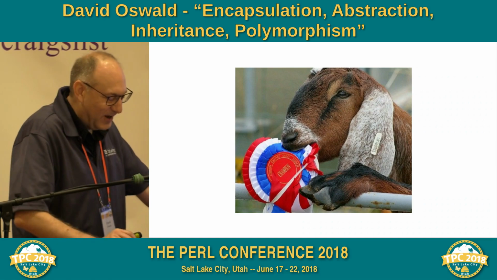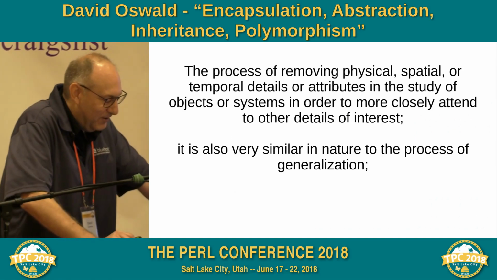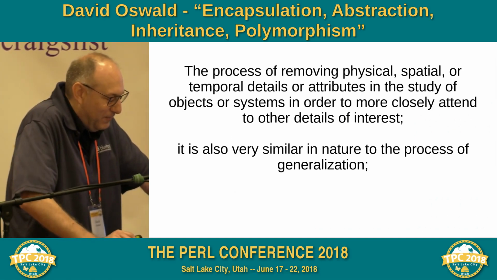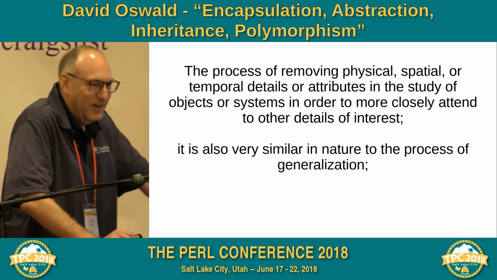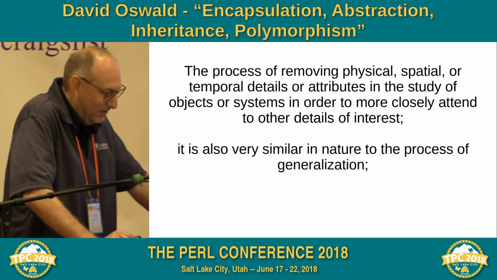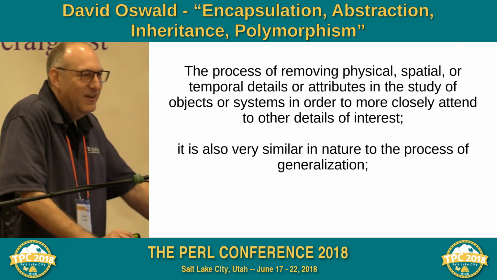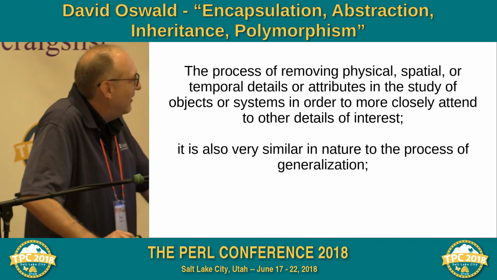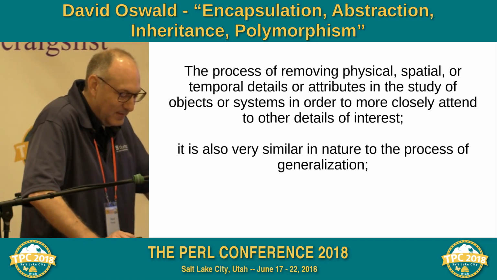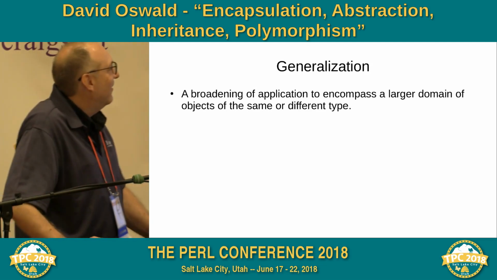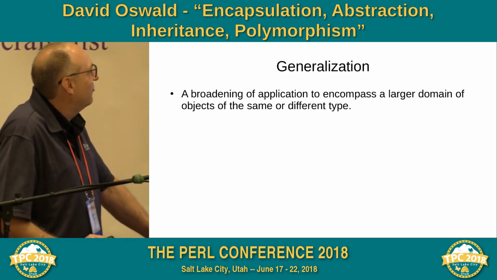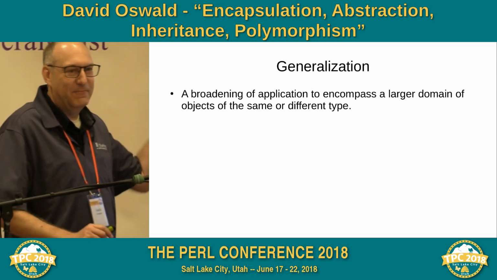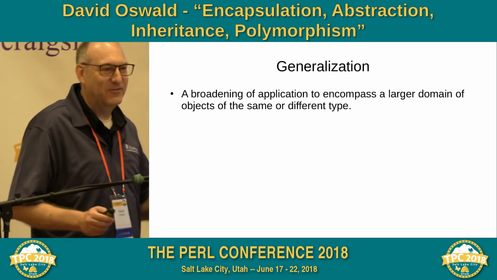So this is where abstraction comes in, and abstraction is the process of removing physical, spatial, or temporal details or attributes in the study of objects or systems in order to more closely attend to other details of interest. It is also very similar in nature to the process of generalization. So this is from Wikipedia again. So this means now we have another problem. We need to discuss generalization. What is generalization? Broadening of application to encompass a larger domain of objects of the same or different type. Again, from Wikipedia. None of this makes a whole lot of sense when you just look at the words.